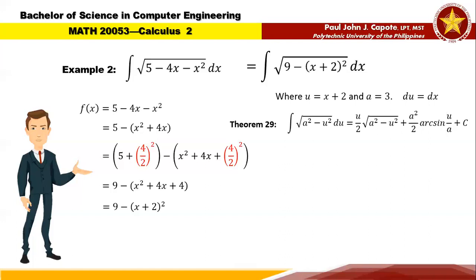Remember theorem 29 that states that the integral of the square root of a squared minus u squared du is equal to u over 2 times the square root of a squared minus u squared plus a squared over 2 times arc sine of u over a plus c.